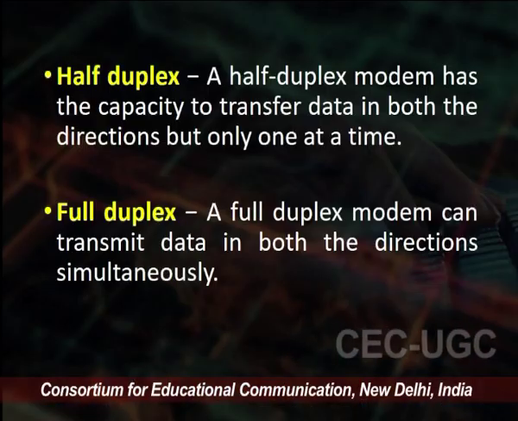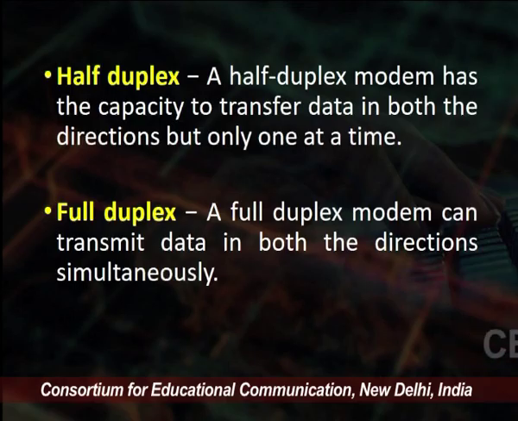Moving further, we have half duplex. A half duplex modem has the capacity to transfer data in both directions, but only one at a time, not simultaneously. That means from sender to receiver and receiver to sender, this cannot be a simultaneous transmission. That is why this is known as half duplex. And if we talk about full duplex, a full duplex modem can transmit the data in both directions simultaneously, from receiver to sender, or vice versa.